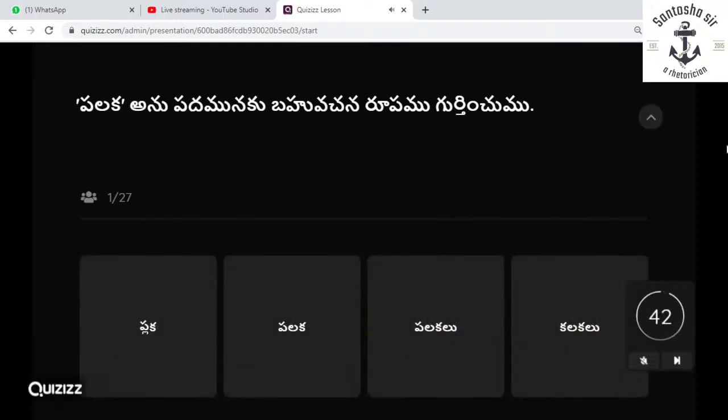Palaka anu padamunaku bahuvachana roopamu gurtinchumu. Bahuvachanamu. Last 10 seconds. Palaka anu padamunaku bahuvachana roopamu gurtinchumu.